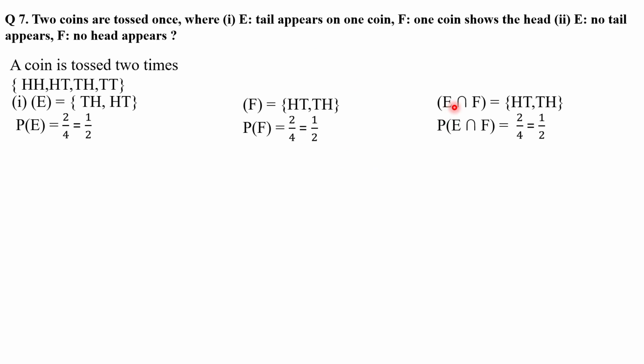Now P(E intersection F) is that 2. So P(E intersection F) is also 1 by 2. So when we put the formula of P(E given F), then put the values, and we get the answer.